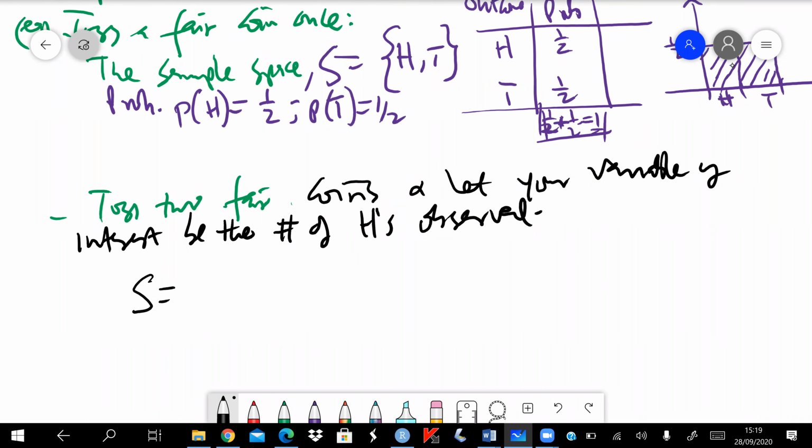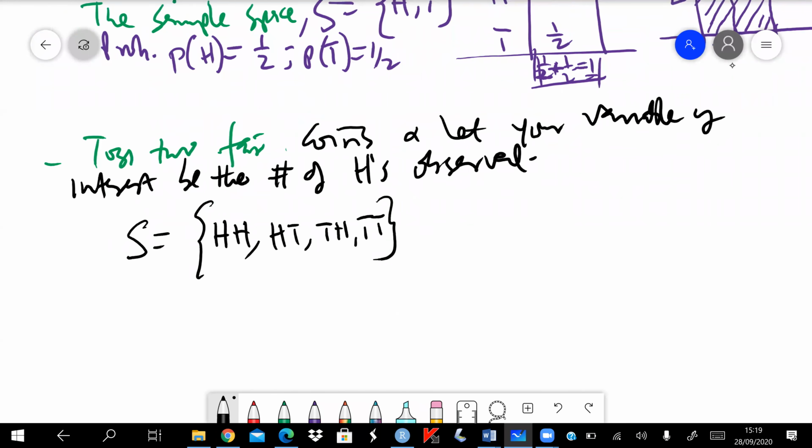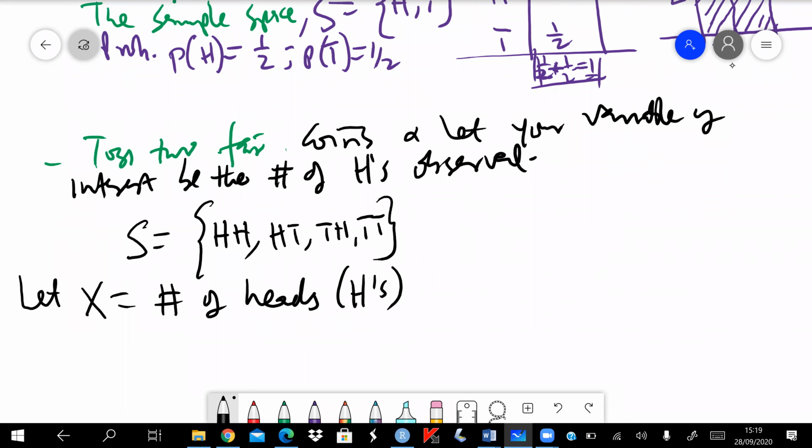So the sample space, when you toss 2 fair coins, has 4 possibilities. You can get a head in the first coin and a head in the other one, a head and a tail, a tail and a head, or you can get a T and a T. So there are 4 possible outcomes. But now the story has changed here. We are looking for X. So let X be the number of heads, H, observed.